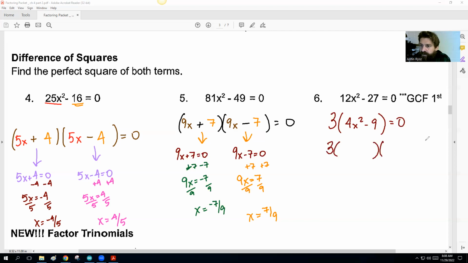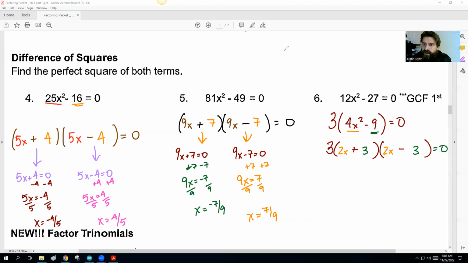So 4x squared minus 9 is a difference of squares. We can take the square root of both of those terms. There's a minus sign in the middle. So the square root of 4 is 2. So we got a 2x at the beginning. The square root of 9 is 3.